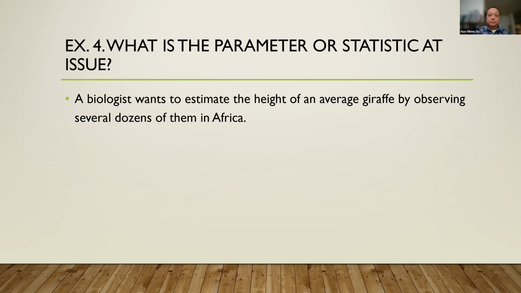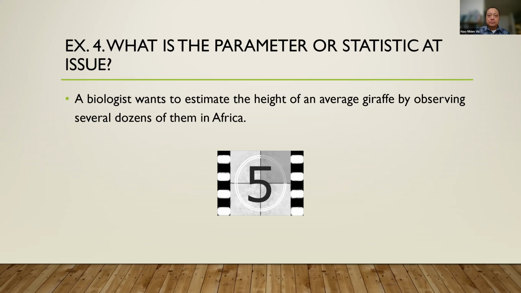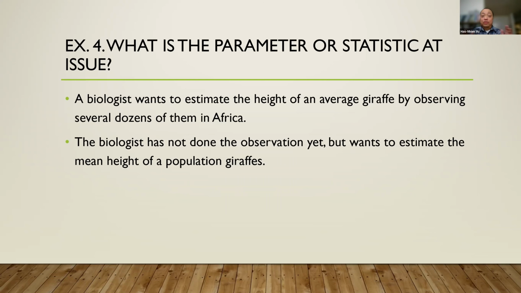Next example. A biologist wants to estimate the height of an average giraffe by observing several dozens of them in Africa. The biologist has not done the observation yet. They want to estimate the mean height of a population of giraffes. That makes this a mean problem with population symbol, and that symbol is mu.